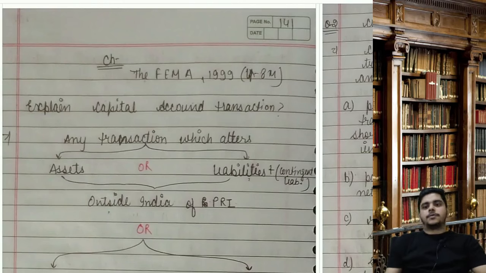Hi guys, what's up? So today we are starting with a chapter called Foreign Exchange Management Act. 4 marks to 8 marks, it can go to 10 also including MCQ. The 4 marks to 10 marks, Foreign Exchange Management Act.